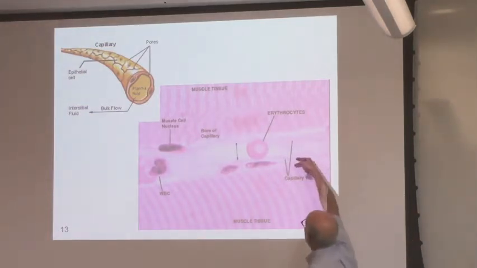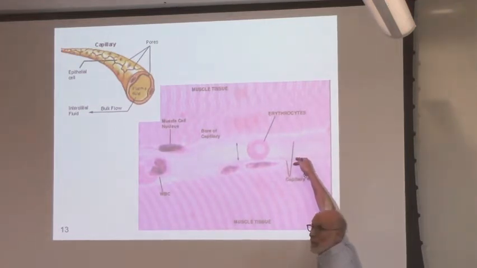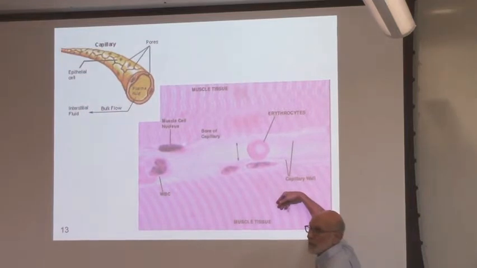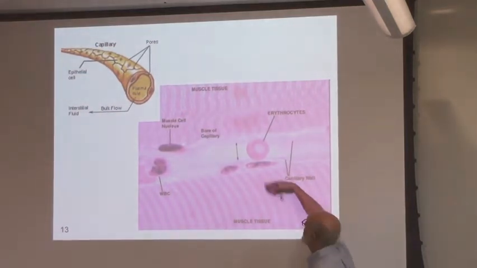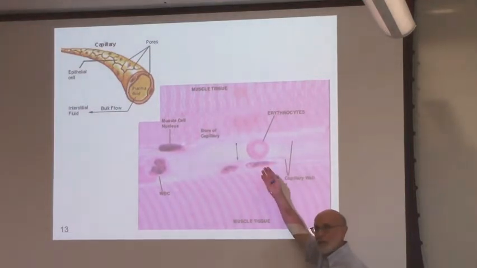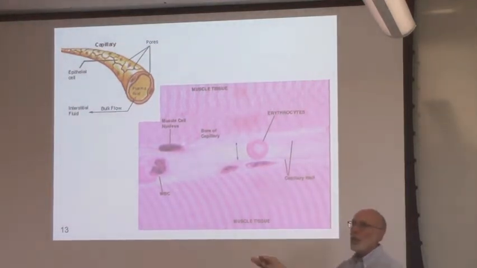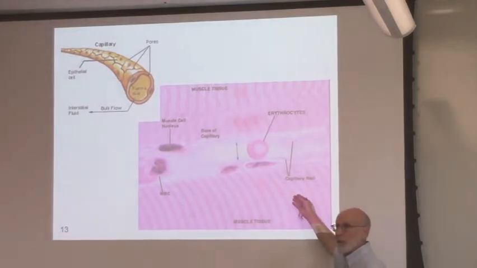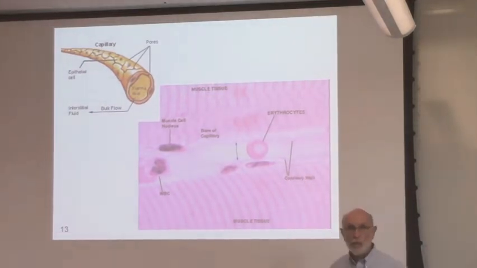The wall of the capillary is extremely thin, so that nutrients can get into the muscle, in this case, and waste products can get out of the muscle. Gas exchange, oxygen, carbon dioxide, nutrient exchange, glucose, fatty acids, whatever the muscle needs, and the byproducts of the muscle that we need to excrete.